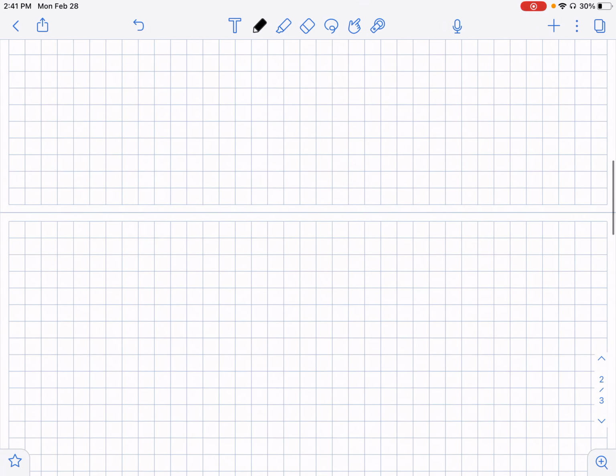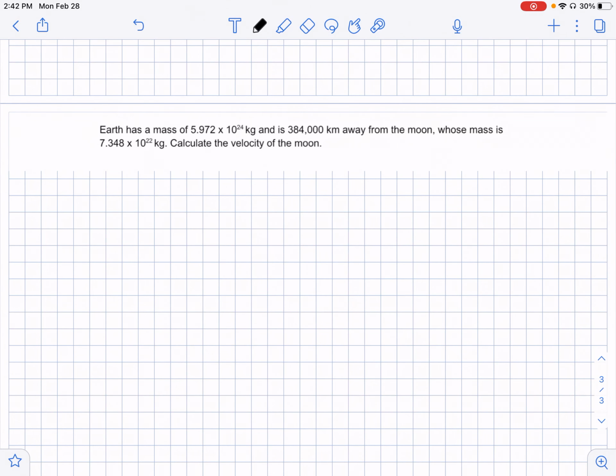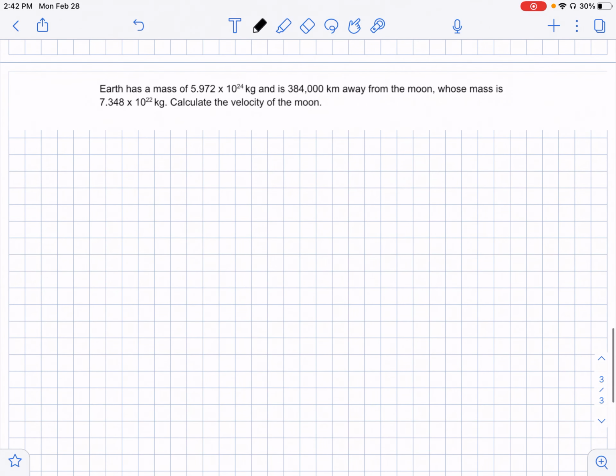So let's look at a problem and work one together. This one says the Earth has a mass of 5.972 times 10 to the 24 kilograms. It's 384,000 kilometers away from the Moon, whose mass is 7.348 times 10 to the 22 kilograms. And we want to calculate the velocity of the Moon.